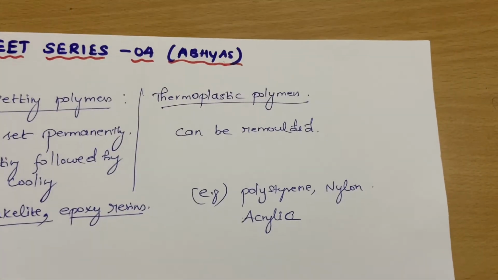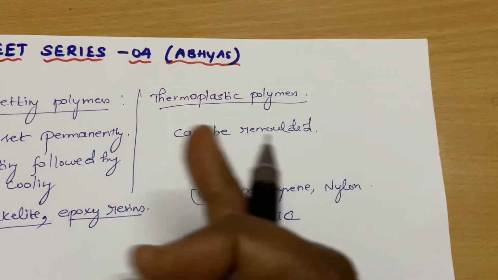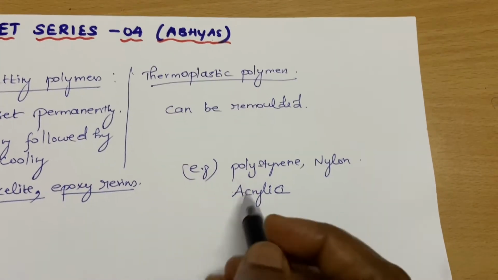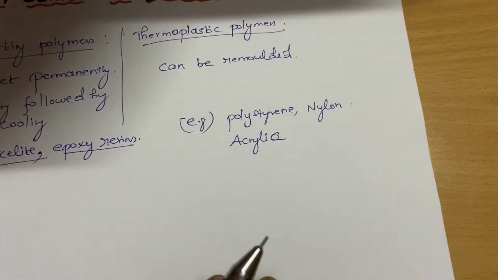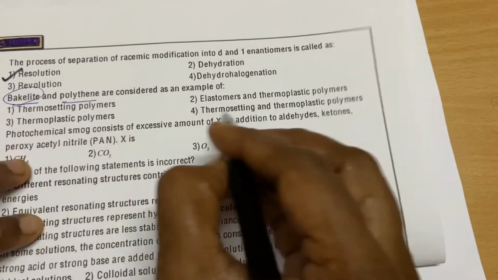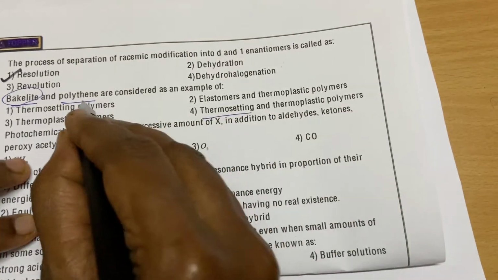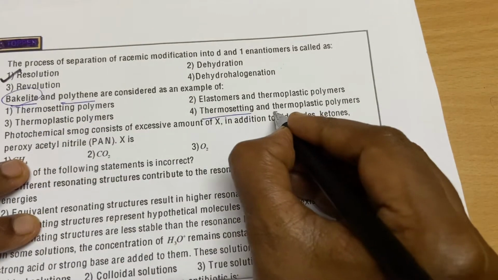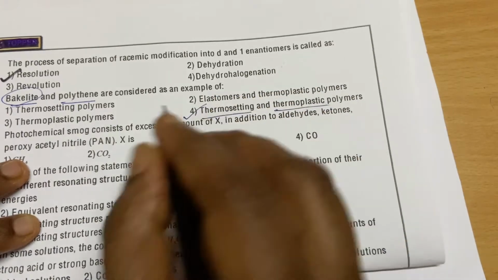And thermoplastics are contrary to that, so they can be remolded any number of times. Examples are polystyrene, nylon, and acrylic. So your bakelite is an example of thermosetting, and polythene is an example of thermoplastic polymer. So it is option 4.